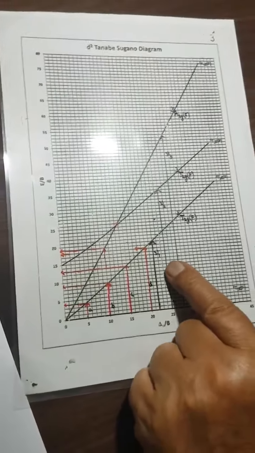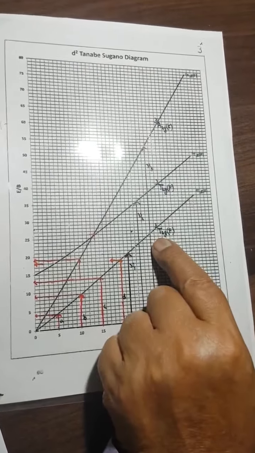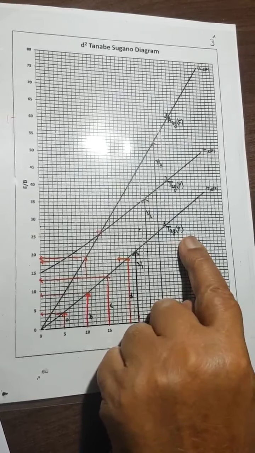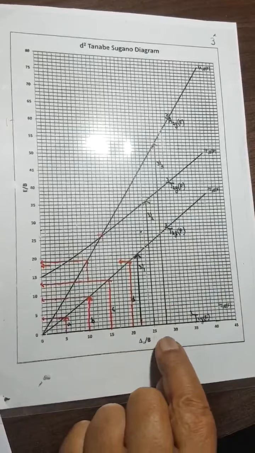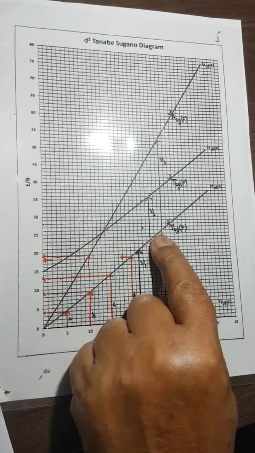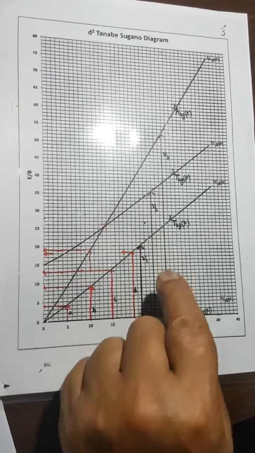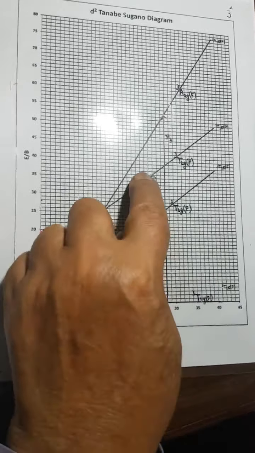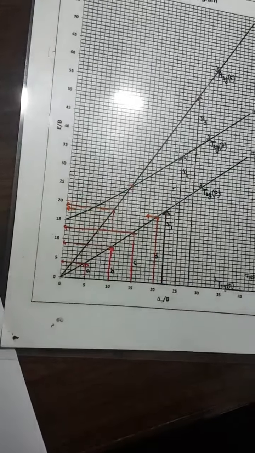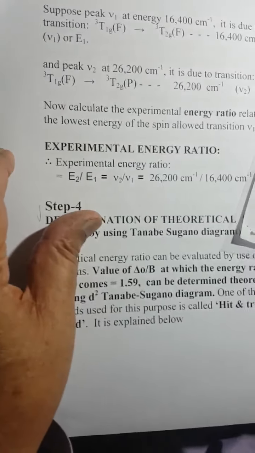This is mu1, the first energy level from the ground state, T2G F. From this to this, the energy is less. If it is from here to here, then it is more energy, that is mu2. I have shown it here, so I think when you read it, you will understand it.